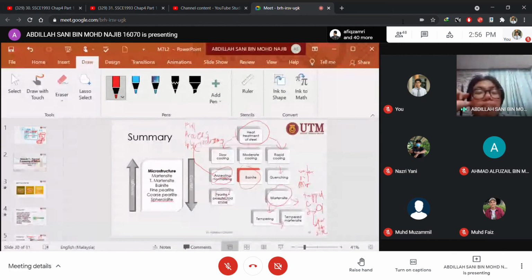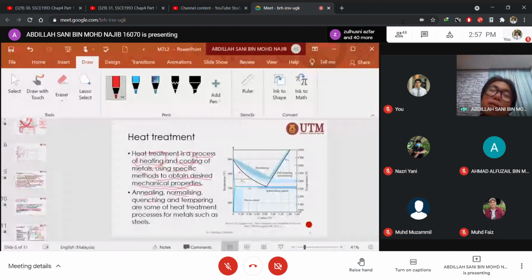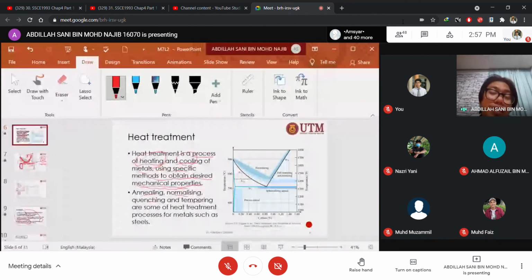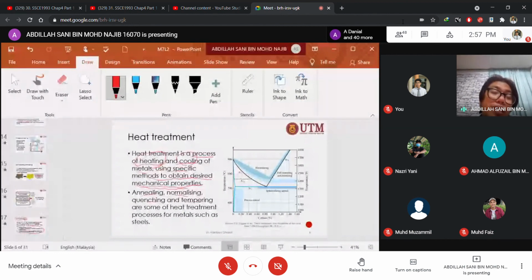And please also remember all this for annealing, full annealing: the temperature is above AC3, and you need to remember the purpose, whether to make the material ductile or just to relieve the stress. Does it involve austenitizing? All of this, you have to be clear on. I think that is all for the heat treatment.